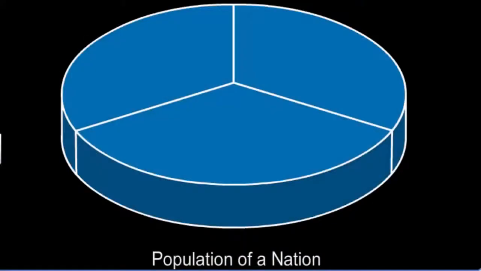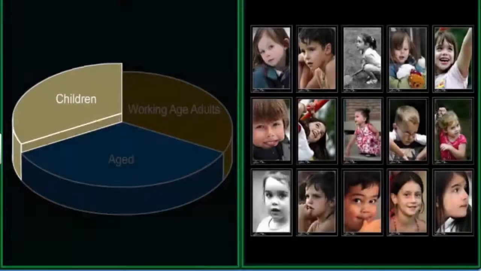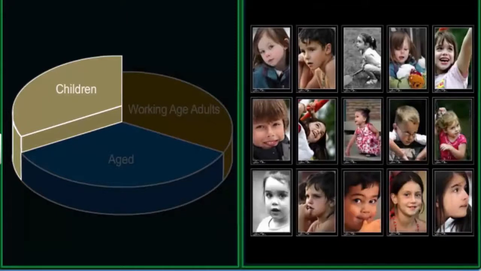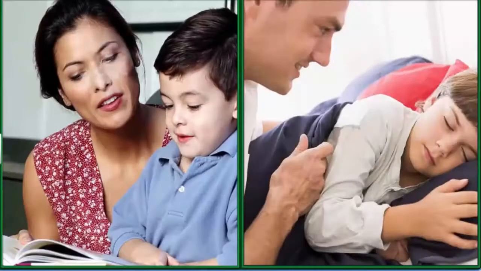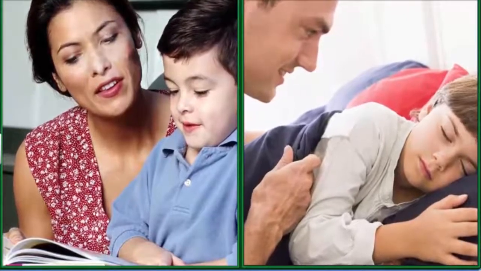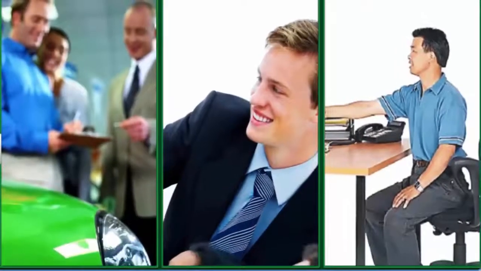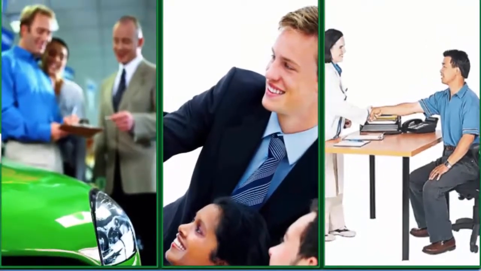The population of a nation is generally grouped into three broad categories: children, working age adults, aged. The population below 15 years is economically unproductive. They need to be provided with food, clothing, education, and medical care. People between 15 and 59 years comprise the working population. They are economically productive and biologically reproductive. Thus, this age group adds to the economy and is capable of producing children.